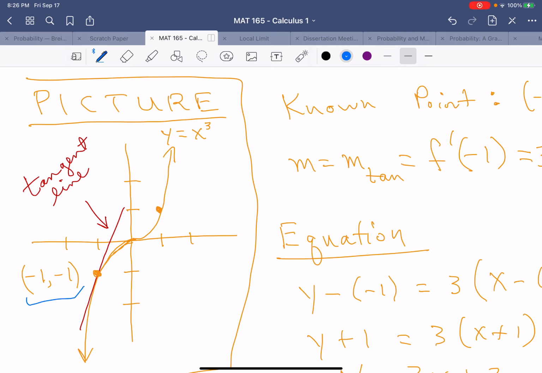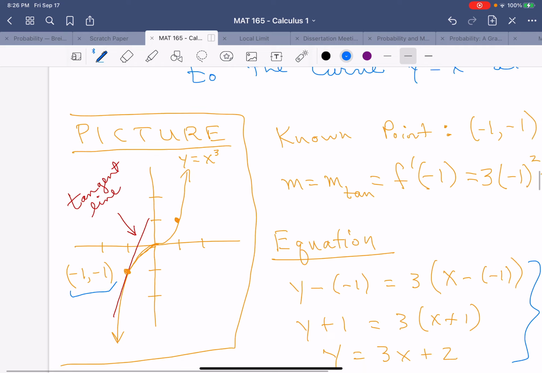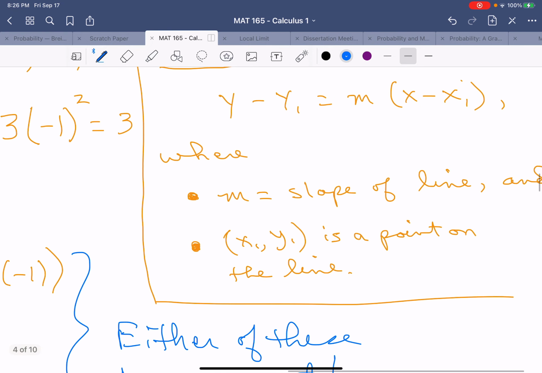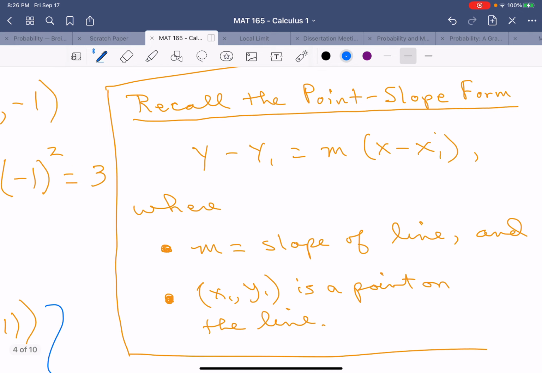And so, well, let's think about it. We're looking for the equation of a line. And, well, we know a point on that line. Well, gosh, if we knew the slope of that line, then we could write the equation. So let's think about that for a second. And for that, we'll go over here to this part. So let's just recall.